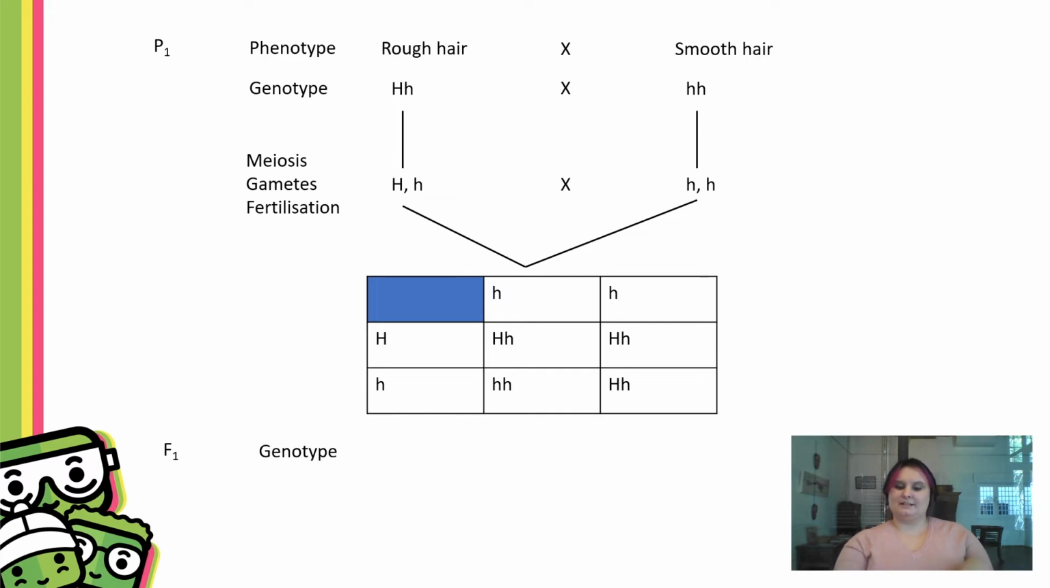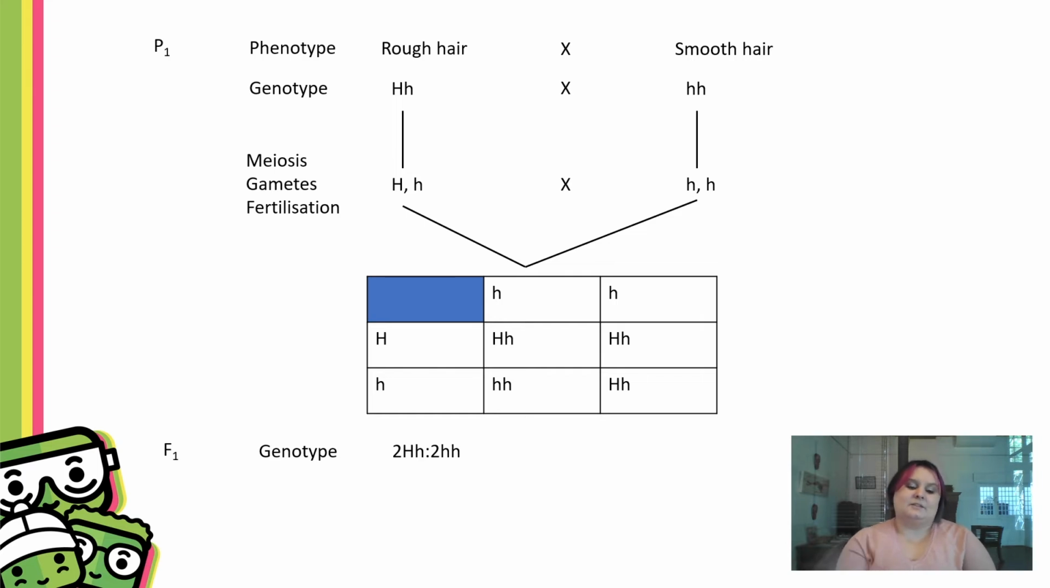Oh, I've just realized there's a mistake in my table, but don't worry, we're going to fix it. If we look at the bottom right part of the table, you can see that there should actually be a small letter h and a small letter h in that block. I hope you guys managed to pick up on that and notice that.